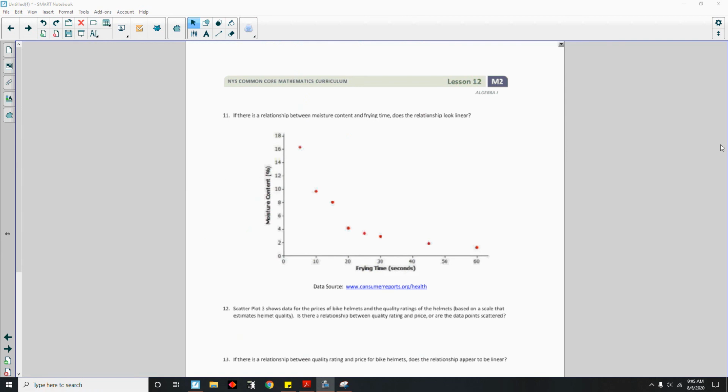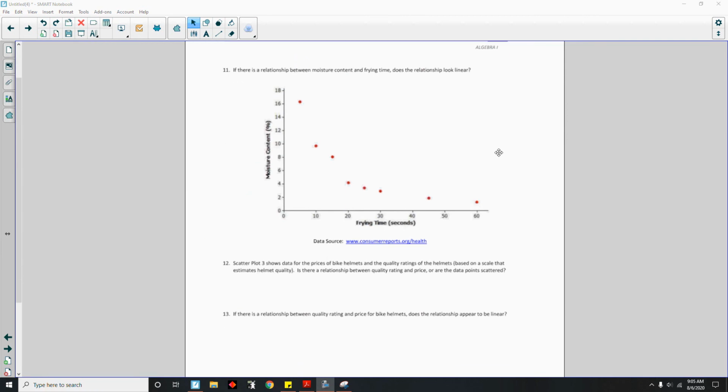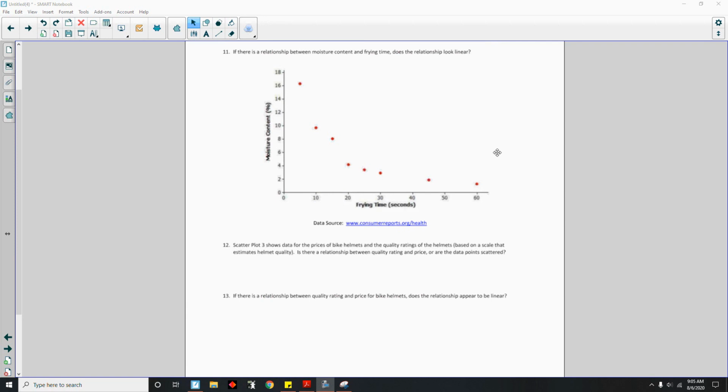Okay, page 6 brings us to problem number 11. It says, if there is a relationship between moisture content and frying time, does the relationship look linear? So here's the graph again. I brought it in from the prior page, and I would say no, it is not linear, but it does look like a relationship. Okay, so here's the answer to 11. As the fry time increases, the moisture content decreases, but it is not linear. Actually, that looks more like exponential decay.